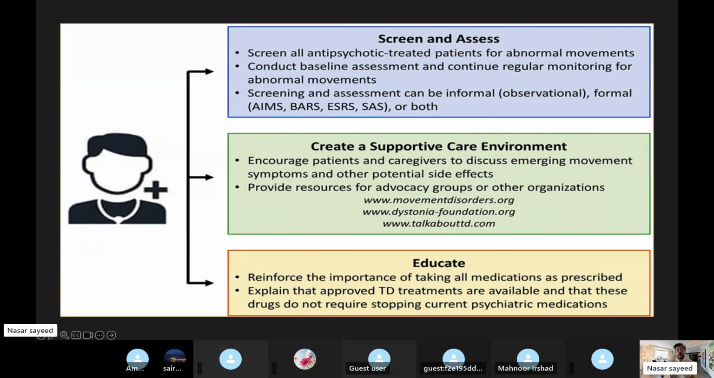able to assess himself as well, and you have to educate him that these kinds of movements, you have to make a record of them: when they are happening, how they are happening, whether they are continuous or intermittent, regular or irregular, or occurring unilaterally or bilaterally. All of these kinds of things you have to tell them.